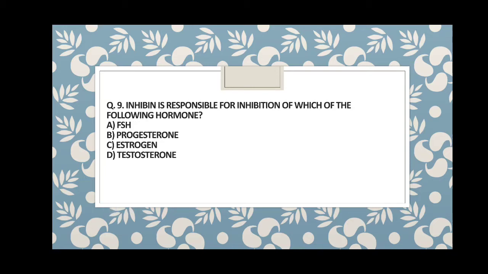Inhibin is responsible for the inhibition of which of the following hormones? So guys, you can see here different types of hormones that are of pituitary origin and germinal origin. So guys, which of the following is inhibited by inhibin? Inhibin basically inhibits FSH. So guys, the correct answer is A, that is FSH, not progesterone, estrogen, and androgen or testosterone. So guys, please keep in mind the correct answer is A, that is follicle stimulating hormone.